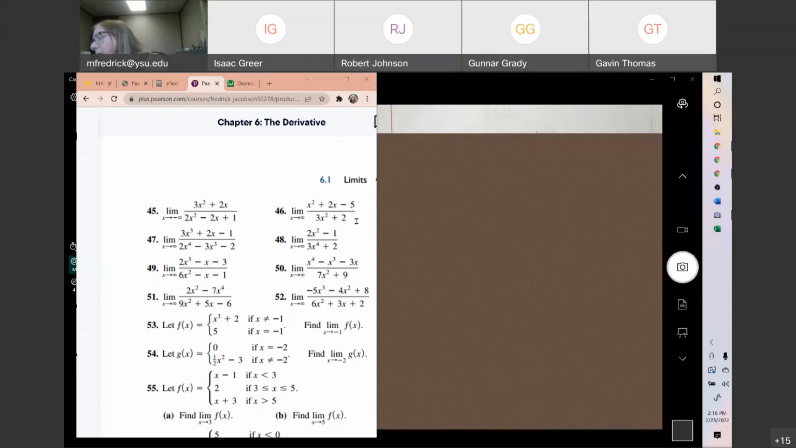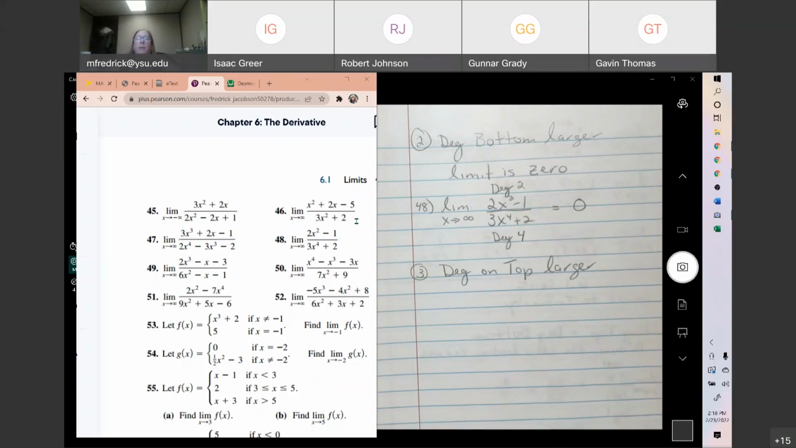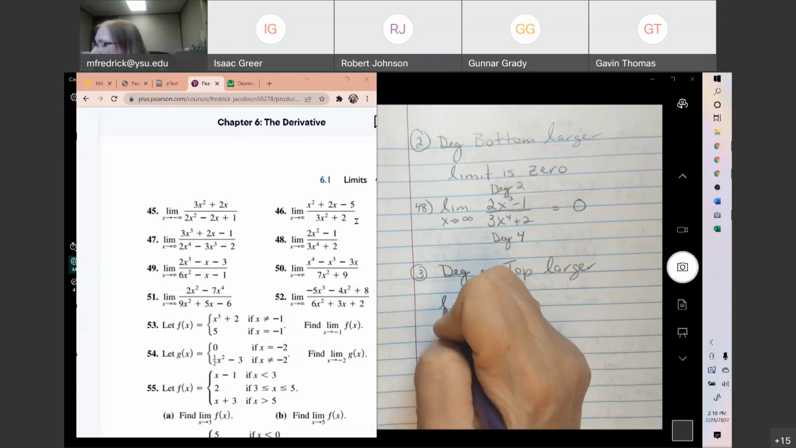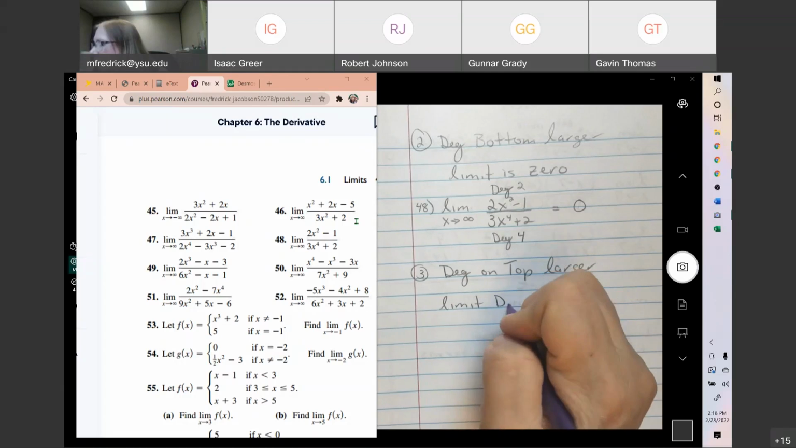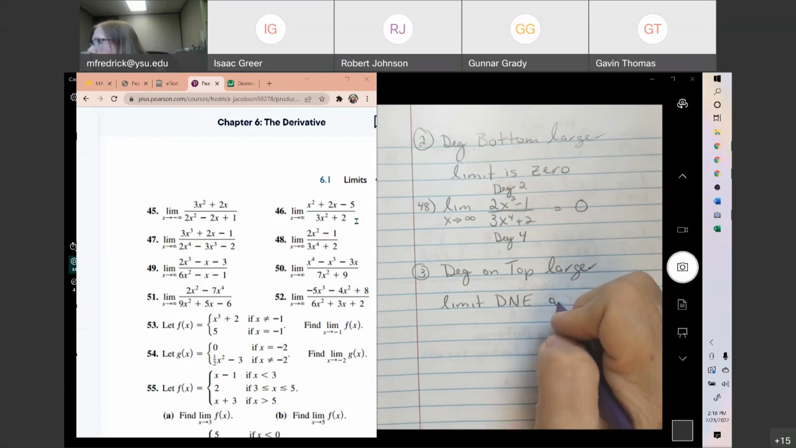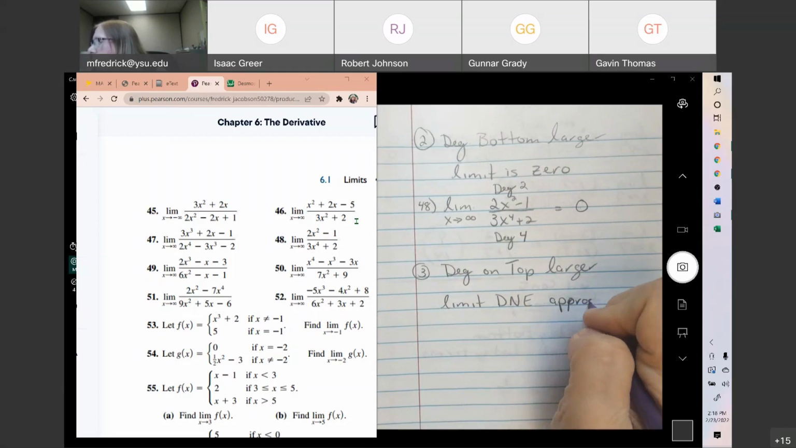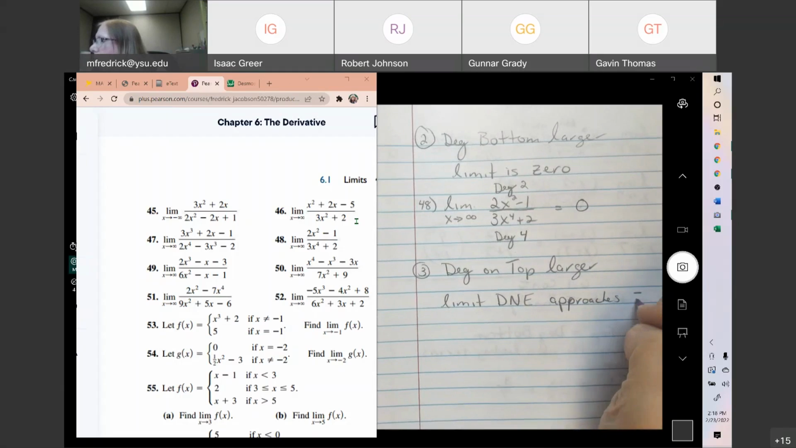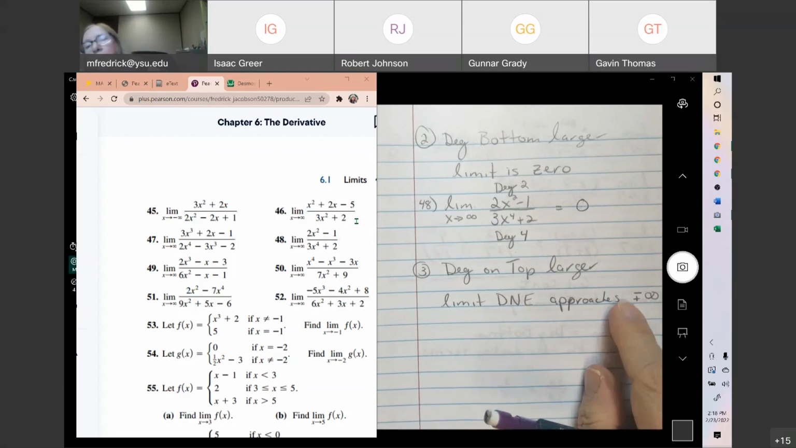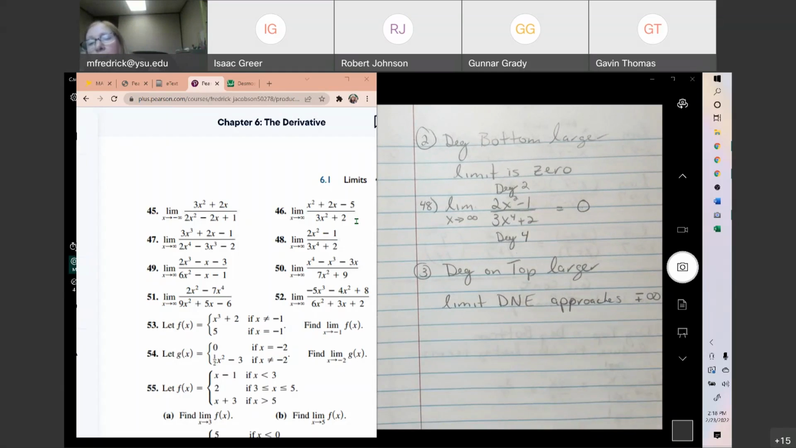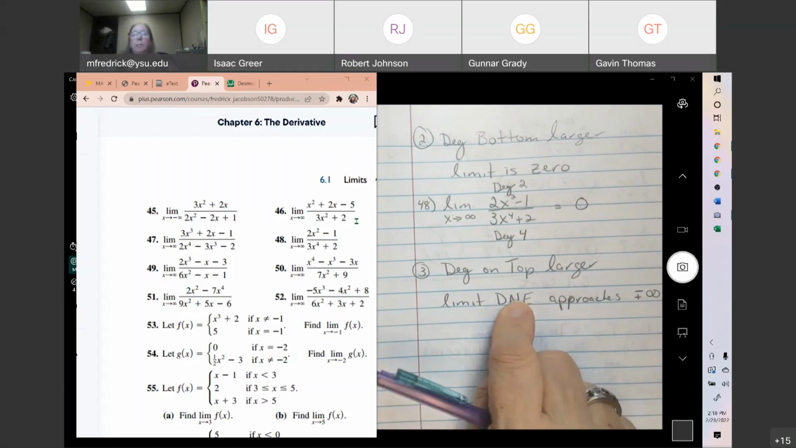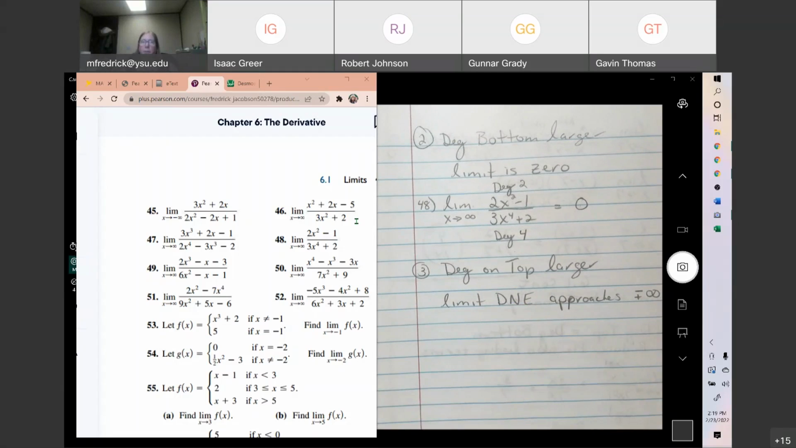Now the next one is a little bit harder. When the degree on the top is larger, the number gets huge. It's either positive or negative infinity, which means the limit does not exist. So it's either approaching negative or positive infinity. There's no bound on it, so the limit doesn't exist. But it's going to ask for both answers. So you'd first put doesn't exist, and they'll say, well, is it approaching positive infinity or negative infinity then?